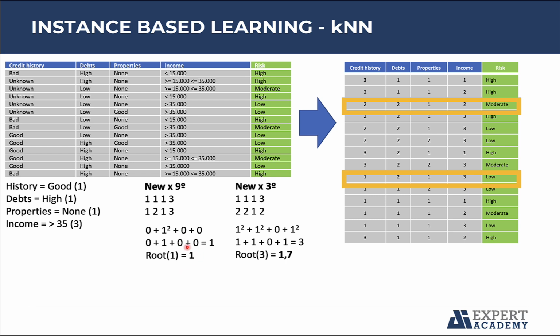That indicates that the distance between the new customer and instance number 9 is smaller than the other. So what we do now is look at the class, or the risk, for this customer, which is low. So the risk for the new customer that has just arrived at the bank will be low, the same class as the customer with the smaller distance. This is how the KNN algorithm works. See you next time.